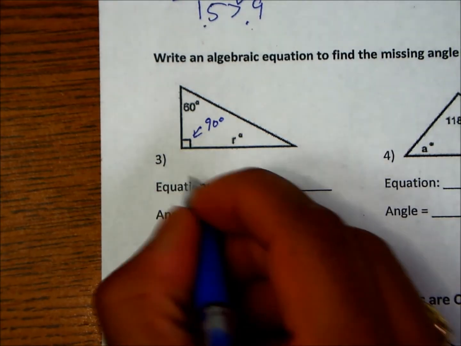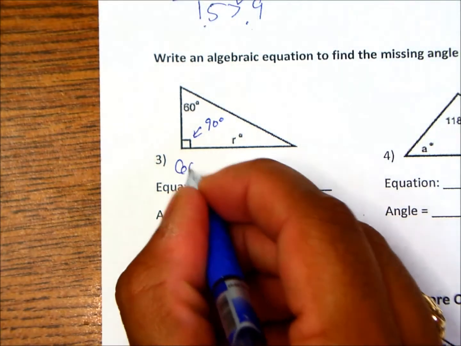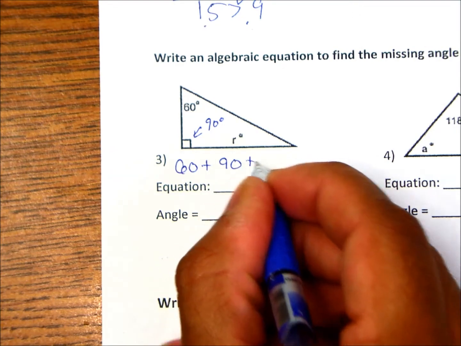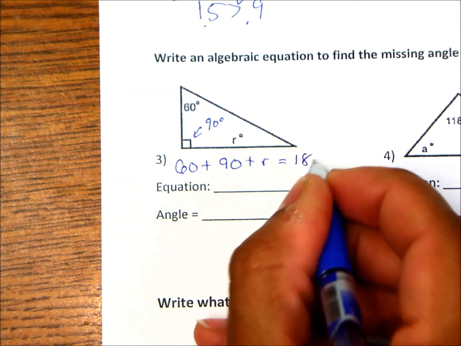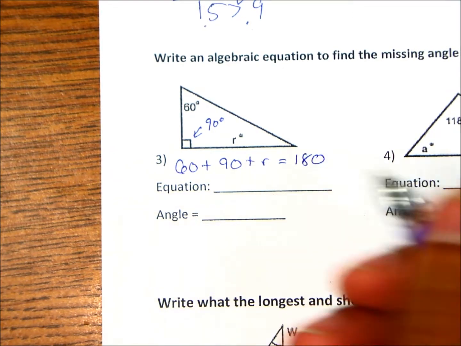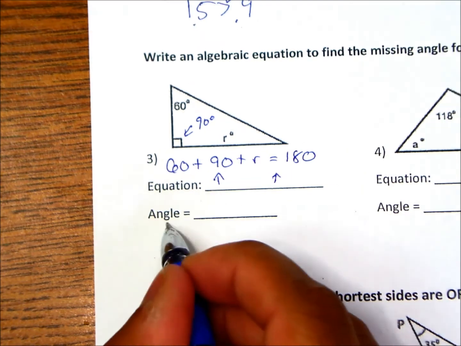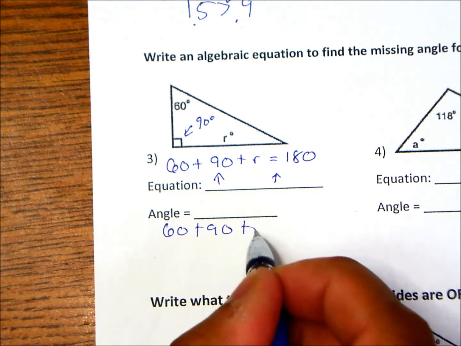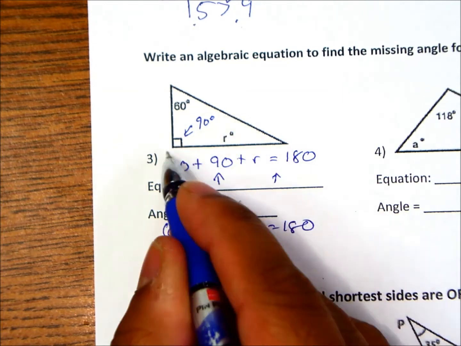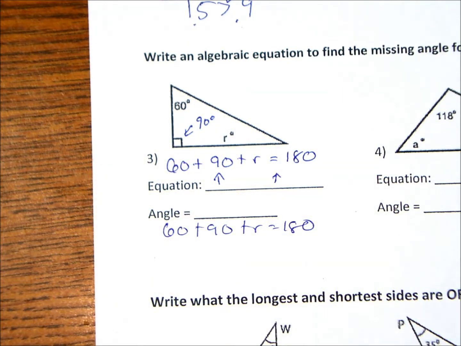So if I add my three angles, if I add 60 plus 90 plus r, it has to equal 180. That's your equation you're going to use. So let's put that up there. Okay. So let's solve it. 60 plus 90 plus r equals 180. Because all three angles added up have to equal 180 degrees.